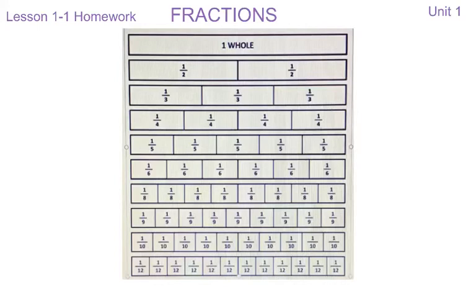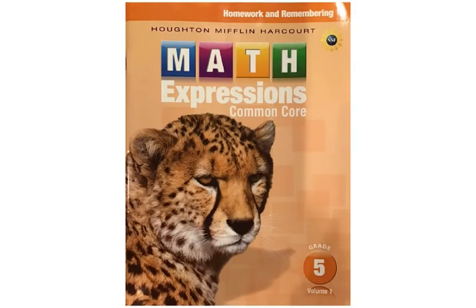Good morning, kids. We are going to start our fractions unit, and it is Unit 1 in your Math Expressions workbook. It is the Volume 1 workbook, and you can see here at the top it says Homework and Remembering. When you get your workbooks, you got 2, so make sure you are actually in Volume 1, and it tells you right down here, Grade 5, Volume 1. This is the workbook that we will be using with our lessons.